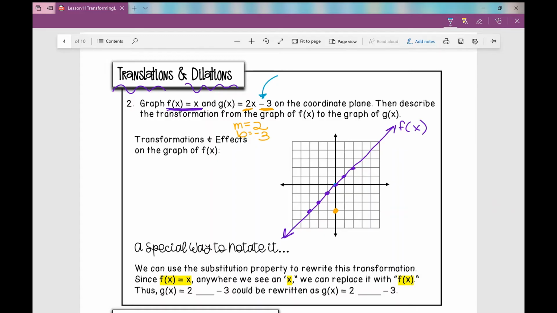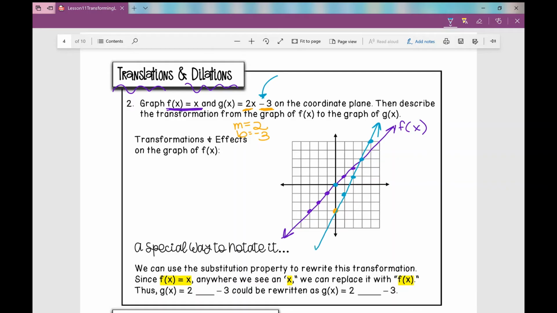Okay, we've got our basic linear function, which goes through the origin, and we're moving it down 1, 2, 3 units. And then the slope is 2. So instead of rising 1 and running 1, we're going to be rising 2 and running 1. Okay, so there's the slope of my line.